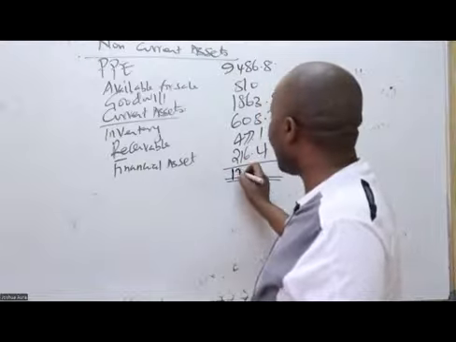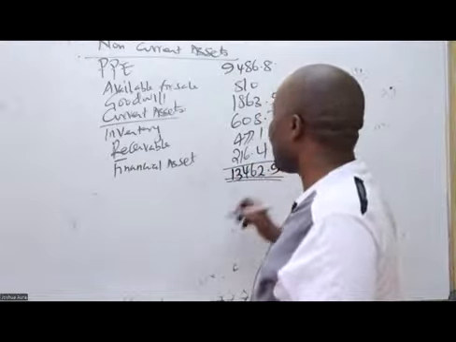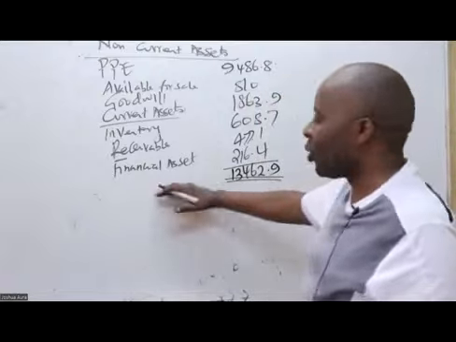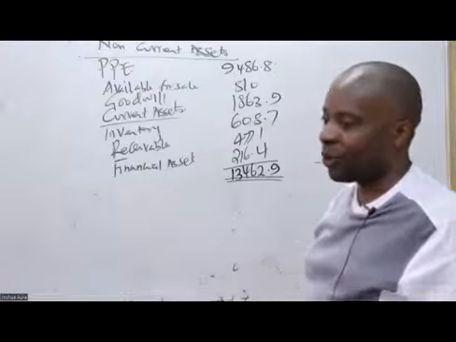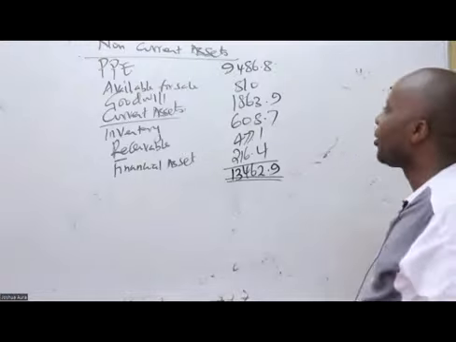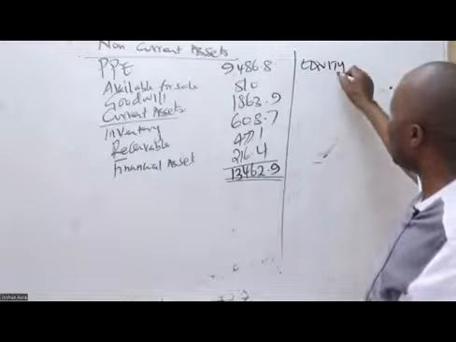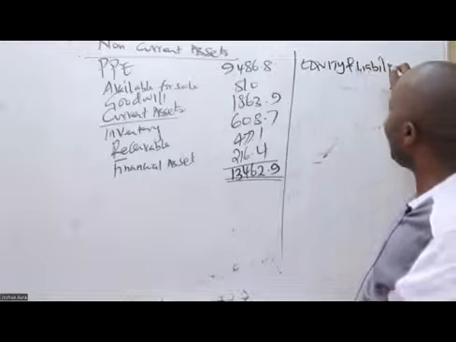13,462.9, like that. So from there, we go to the equity. Of course, you guys will continue here, down, because it's supposed to be a vertical format. For me, I'll come here because of the size of my board. So we have here equity and liabilities.